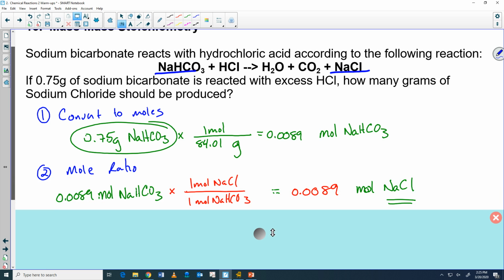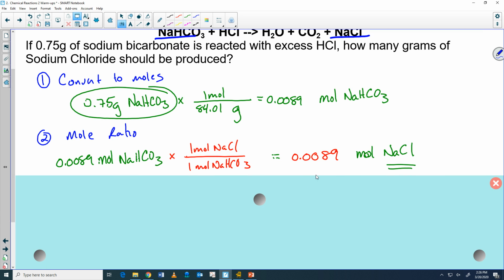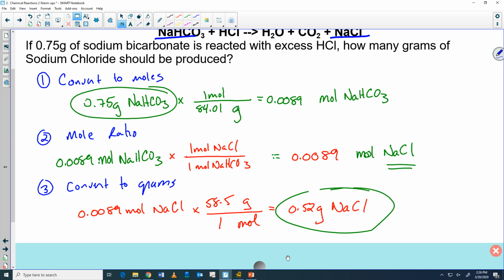So I'm going to convert from moles of baking soda to moles of salt by putting baking soda on the bottom and salt on the top. Now we're going to make the same number of moles because, again, it's a 1-to-1 ratio. But now here's where we can find the grams of salt. If we have the moles, we take the molar mass of salt and convert to grams. And here we go, we get 0.52 grams of salt.